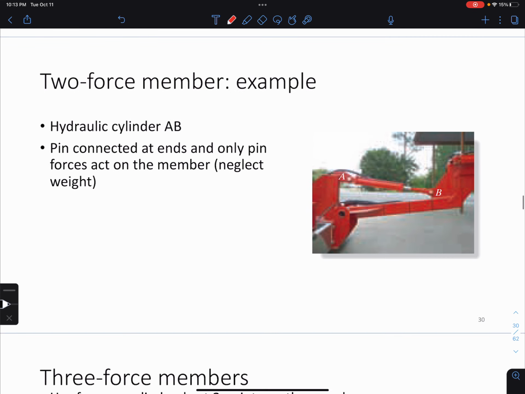Here's an example of a two-force member. It's a hydraulic cylinder from point A to point B. This is a pin connected at the ends, and only pin forces act on the member. So the resultant of those pins ends up going through the member. So we only have those two forces, basically. So this is a two-force member.